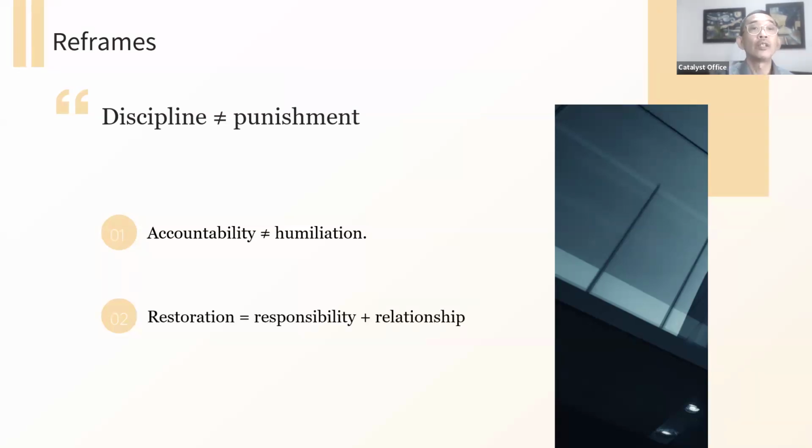Definitely not, right? Now, restoration, therefore, means you enable the student to take responsibility for the offense that he had committed, and at the same time, you try to strengthen the relationship that you have with the student, because the student will see that you're actually concerned for him and you're not just being particular about holding him or her accountable for what he had done.